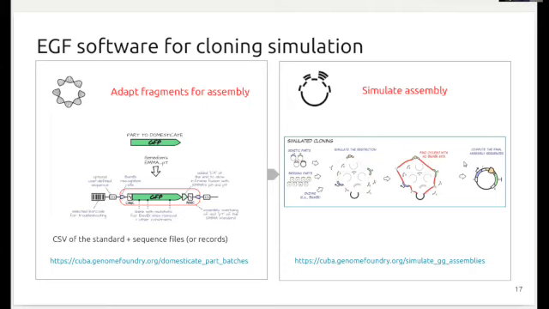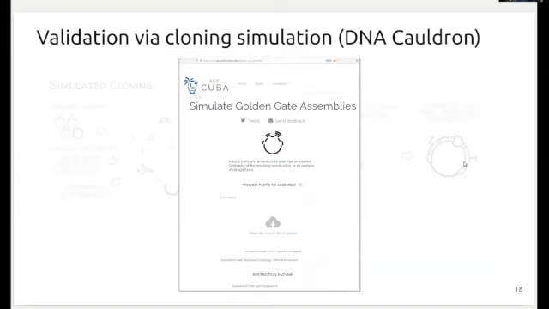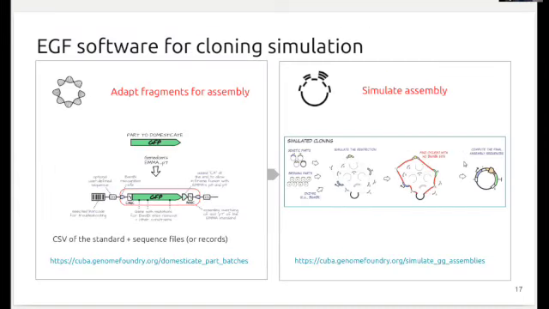We also have software that can, in a batch manner, add up the fragments for the assembly. We can simulate the assembly. The simulation happens by actually simulating in silico the restriction, the cloning procedure, and finding circular sequences that can assemble together using the overhangs.